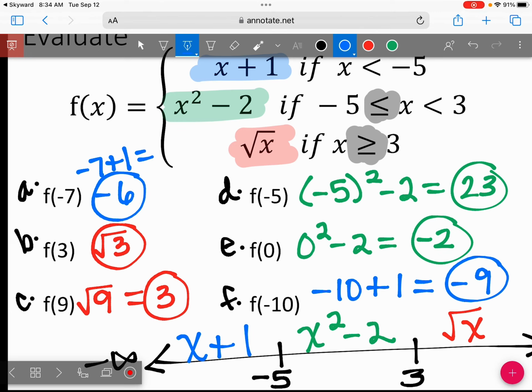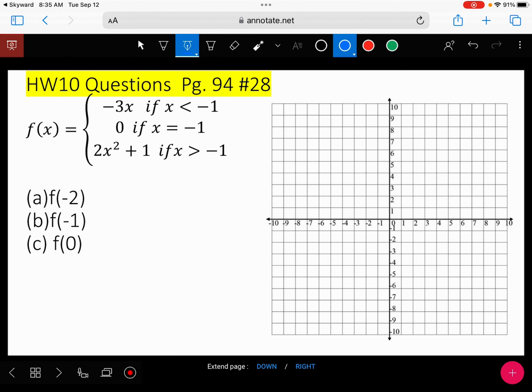So who got all 6 right? At least 5 right? At least 4 right? Okay. All right, so now let's go ahead and do one homework question. So I wanted to look at number 28 from the homework. So I'll give you a moment to copy that down.